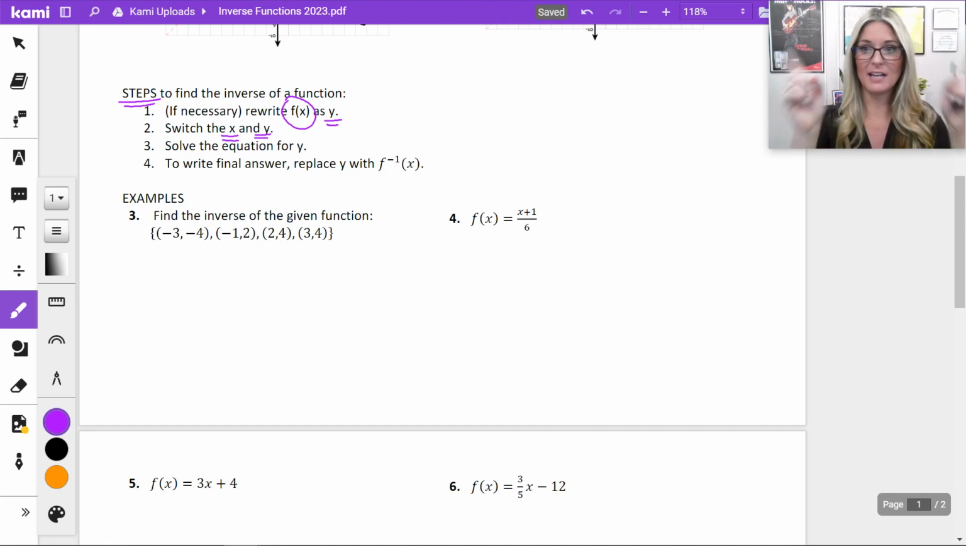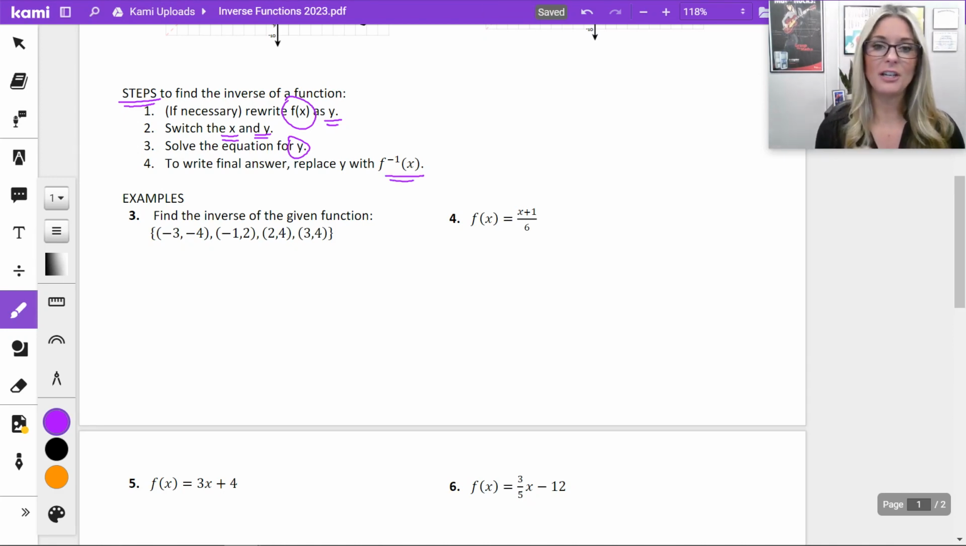Literally, we're going to switch the x and the y variables in our function, and then we're going to solve it for y, and then we'll write our final answer using that inverse function notation. F with a little -1 there is read as f inverse of x. And that tells someone else that looks at our work that we just found the inverse of the function f of x.